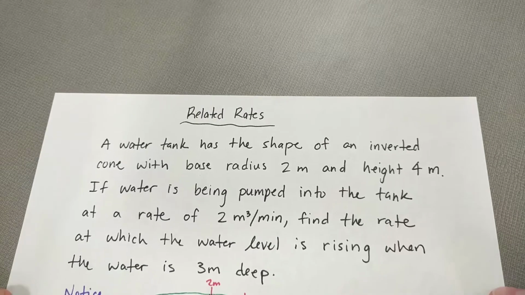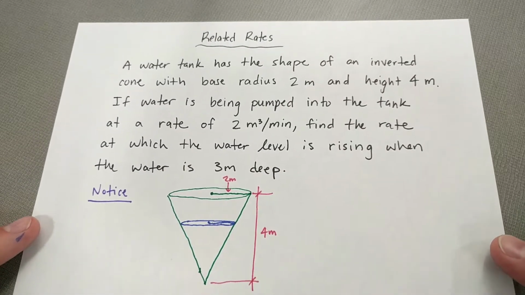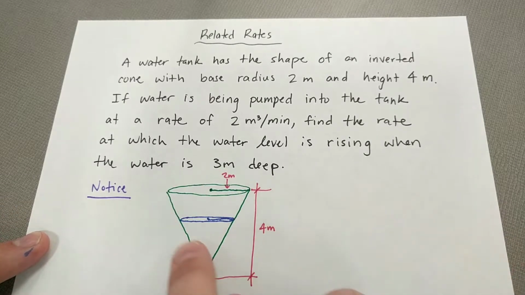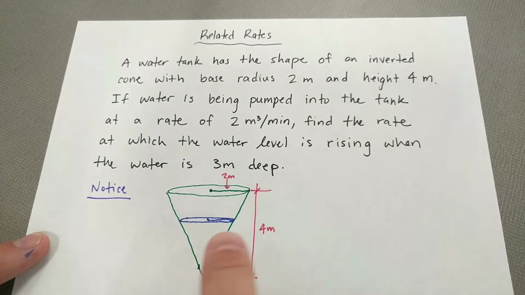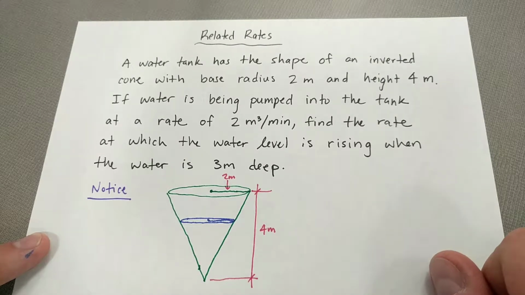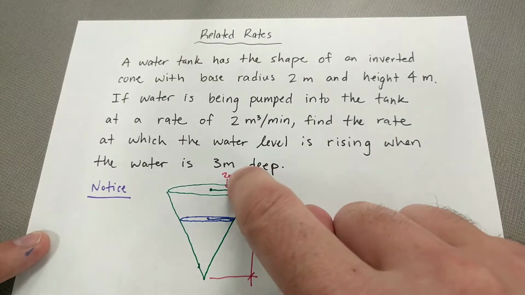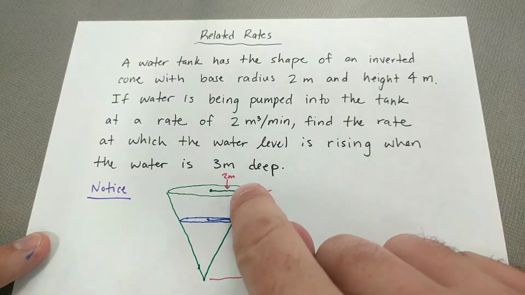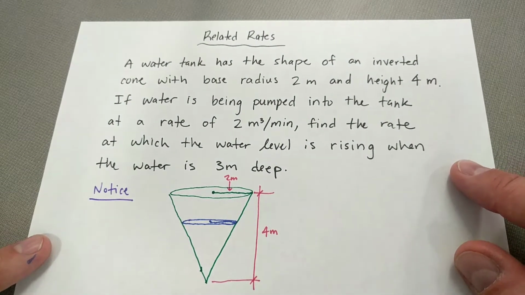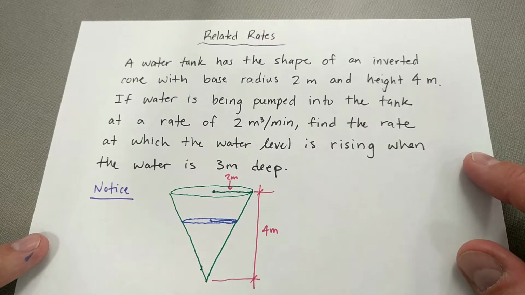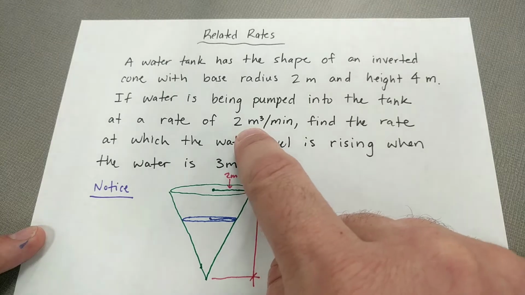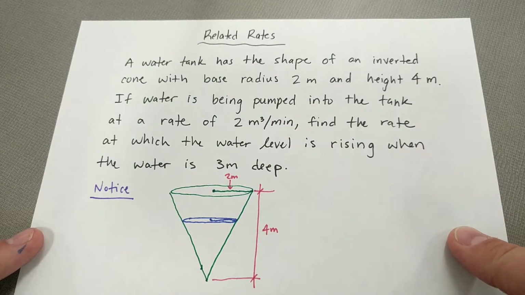So I've started the notice step here. I'm starting with my diagram. So I have here my inverted cone. The green is my tank. I drew some water in there. And then I have labeled the side lengths. I've labeled them with numbers because the tank is not changing size at all during this problem. Another thing that's not changing is the rate at which the water is being pumped into it.